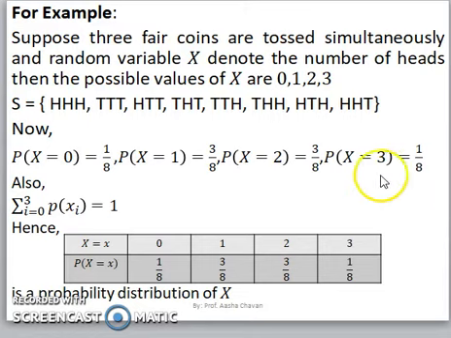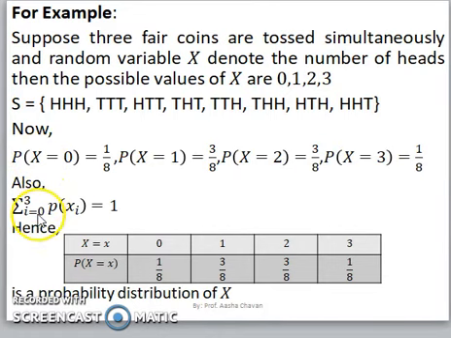Now what is the probability for x equal to 3? Probability for x equal to 3 means we are getting all 3 heads. So there is only one sample in which we get all 3 heads. So the probability for x equal to 3 will be 1 upon 8. Also, the first condition is done, with the probabilities of all values of x.